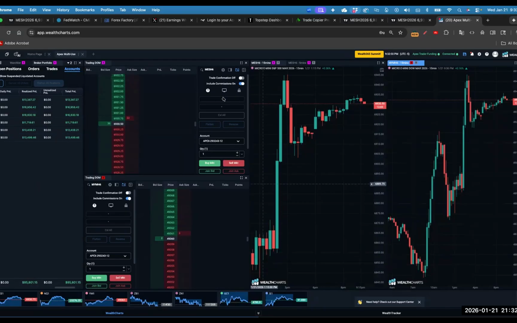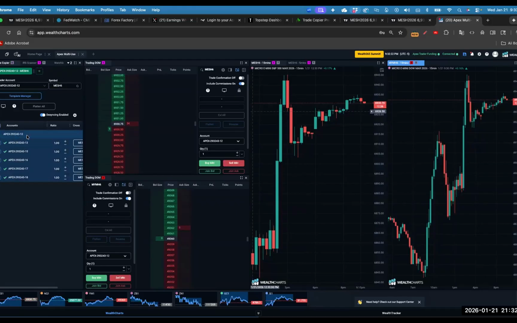Same situation, but I can actually copy these. So I can copy right now. This is Wealth Charts, and you can copy your trades on Wealth Charts. Right now the parent is 12, and everything I put into 12, I copy into 13, 15, 16, 17, and 18. So if I put one trade in, it's all getting copied in there.